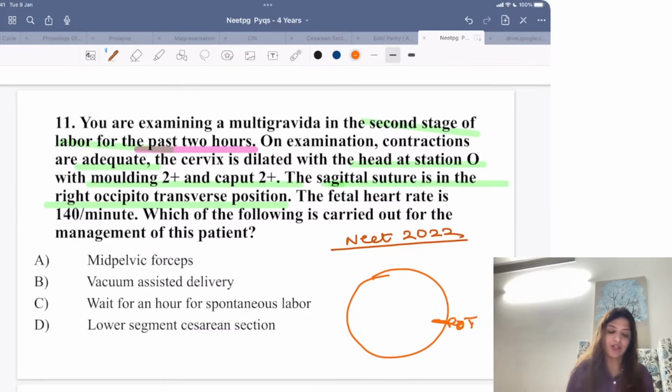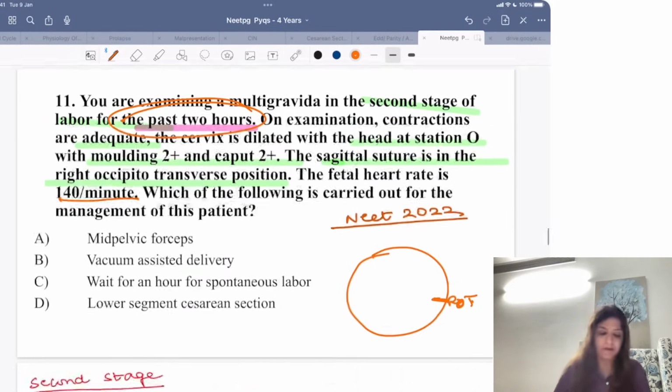Right, the fetal heart rate is 140 per minute. Which of the following is carried out for management of this patient? So, सबसे पहले let us discuss, don't worry about this situation. First, let us see if any multigravida female is in second stage of labor for 2 hours. Is it normal or is it abnormal?